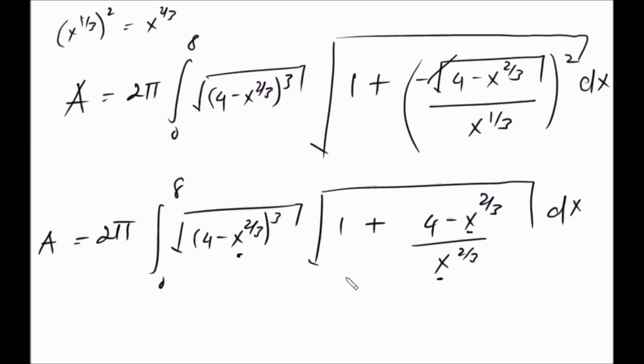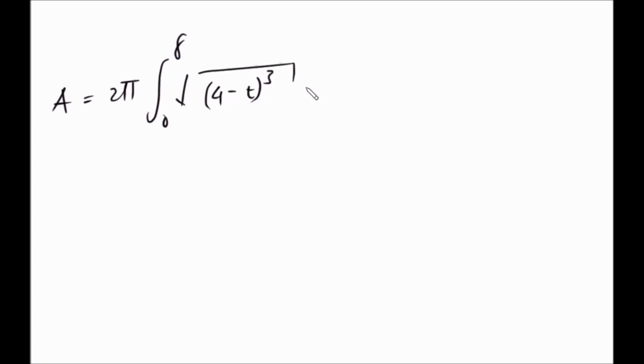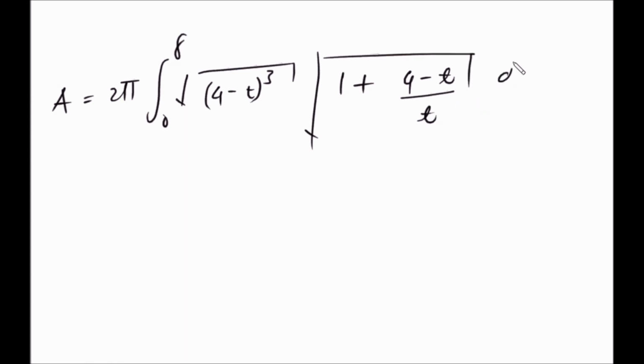Sasa ili kufanya hii derivative iwe rahisi, I'm gonna let t ni sawa na x power 2 over 3. Hapa naweka t. Kwa hiyo area itakuwa ni sawa na 2 pi from 0 to 8 kwa the square root of 4 minus t cube, square root tena ya 1 plus pale juu tunabaki na 4 minus t over t dx.